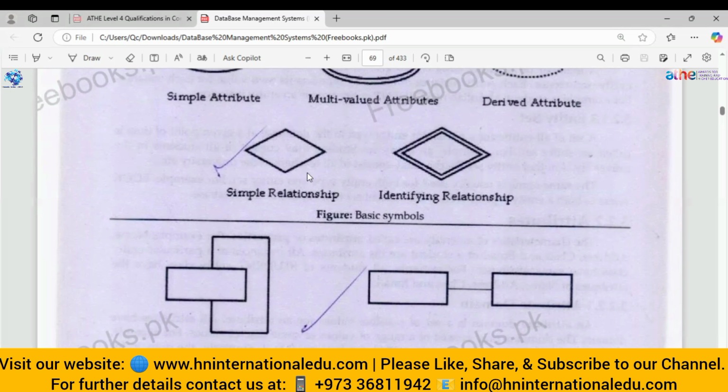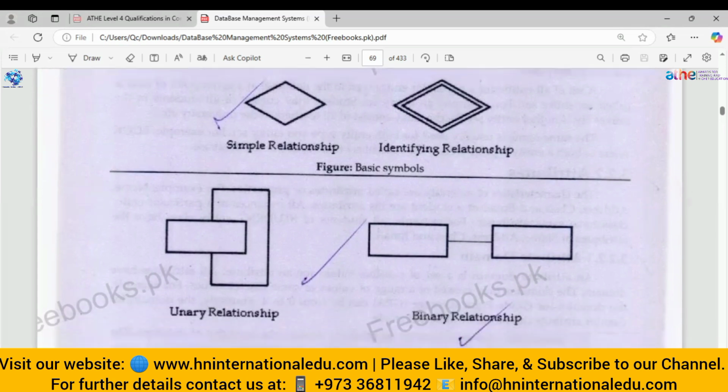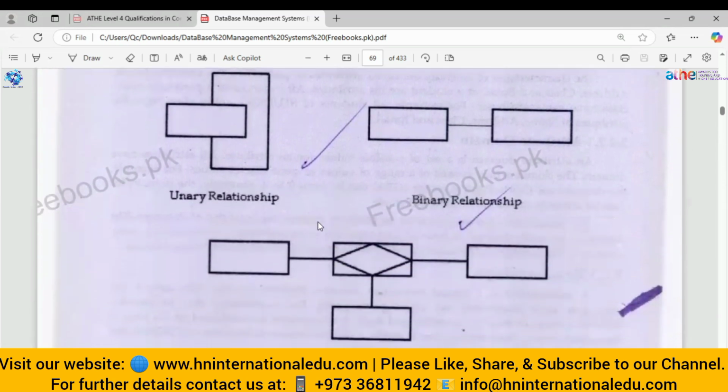To represent a simple relationship, we use this symbol. This symbol will be used for the simple relationship. We have different types of relationship. We have binary, unary, and ternary. If our entity depends on itself or the same type, then we use unary relationship. Like for example, a teacher works with another teacher. Now teacher is a person who is working with the other person. So that can be a unary relationship.